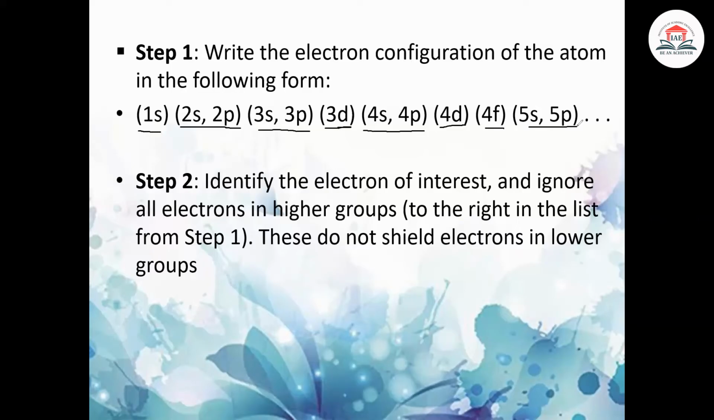Next step is identify the electron of interest and ignore all electrons in higher groups, that is to the right in the list from step 1. ঠিক আছে, তার মানে কি, let's say তোকে কেউ একটা বলেছে যে find out the effective nuclear charge of iron in the 3d shell, ঠিক আছে? তো আয়রনের ইলেকট্রনিক কনফিগারেশন কি, 3d6 4s2. এবার if you are asked to find out the effective nuclear charge of a 3d electron, then you will have to ignore the 4s electron. তার মানে you are only thinking of the 3d electron and all the electrons which are there before that 3d electron, কারণ 4s electron তো 3d electron-এর পরে আছে, তো 4s is not shielding 3d. 3d electron is getting shielded by all those electrons which are before 3d, মানে 1s 2s 2p 3s and 3p. Okay, so that is the second step.